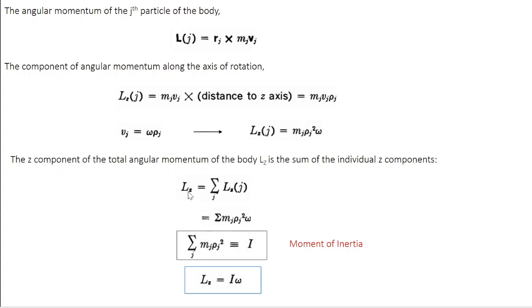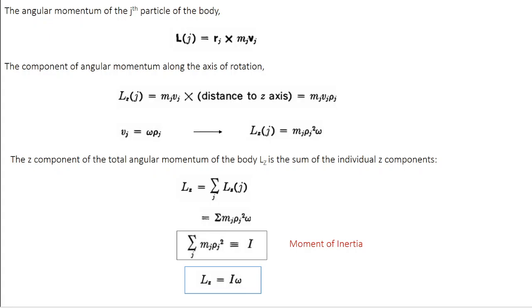So you get total Lz equal to summation over j Lzj, which is summation over j mj rho j square omega. Now this term, summation over mj rho j square, is known as moment of inertia I. So in terms of moment of inertia, I can write angular momentum Lz equal to I omega. Now moment of inertia is a parameter which is equivalent to mass in the case of linear motion.